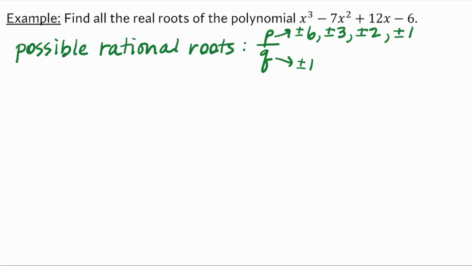Right, so my options are 6, -6, 3, -3, 2, -2, 1, and -1, which is honestly a lot of options. And so I kind of need you to think critically about, is he really going to make me try 8 numbers? And I'm not. So I would recommend always starting with 1.